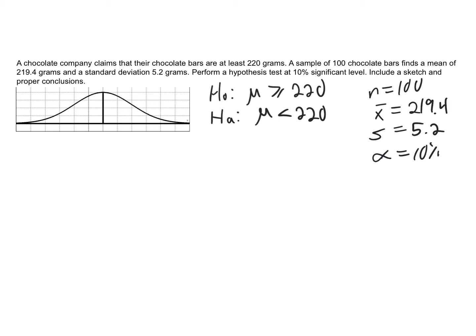Now, let's look at our sketch. We want 10% down here. This is a one-tail, left-tailed test. We can find 0.9 gives a z of negative 1.28 for our critical value, which goes with our 10% left tail. We need our standard error.